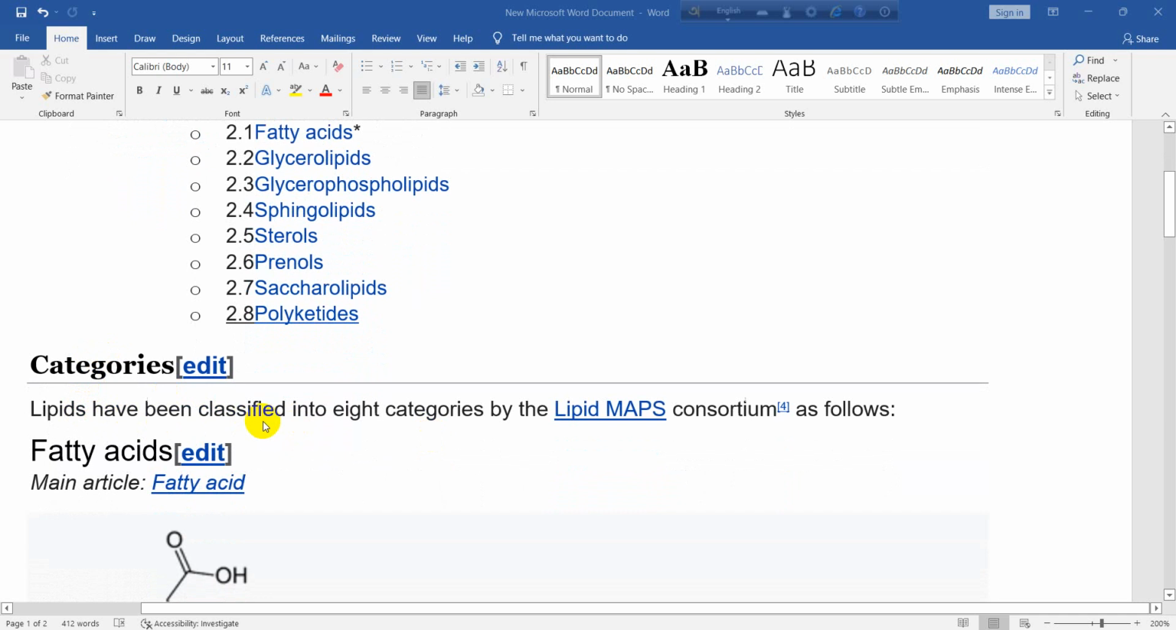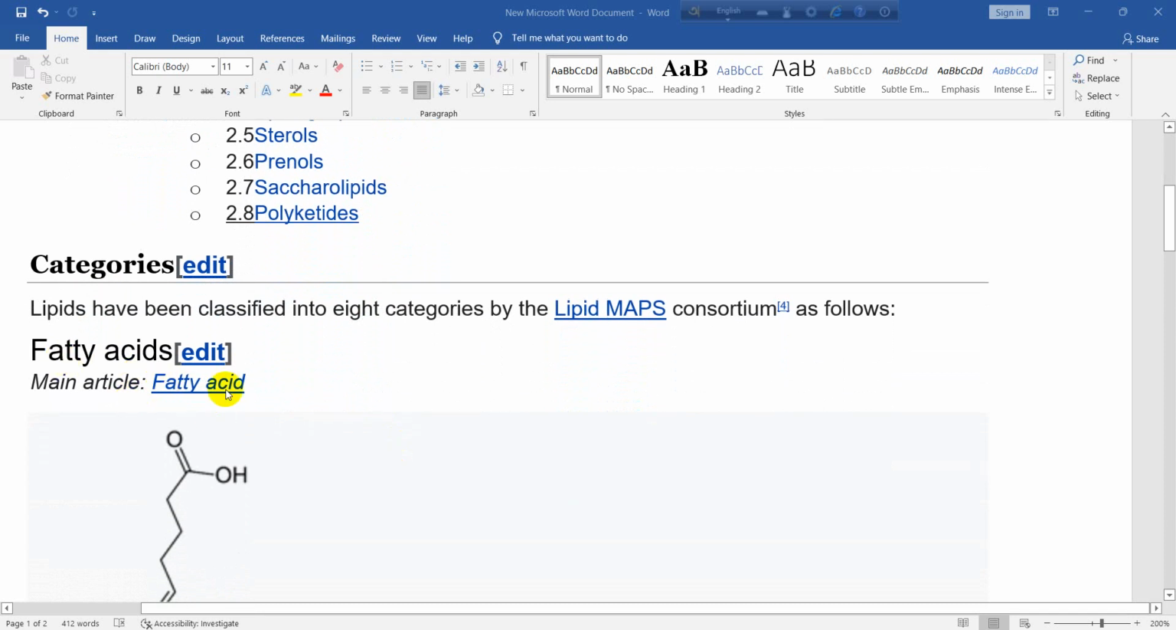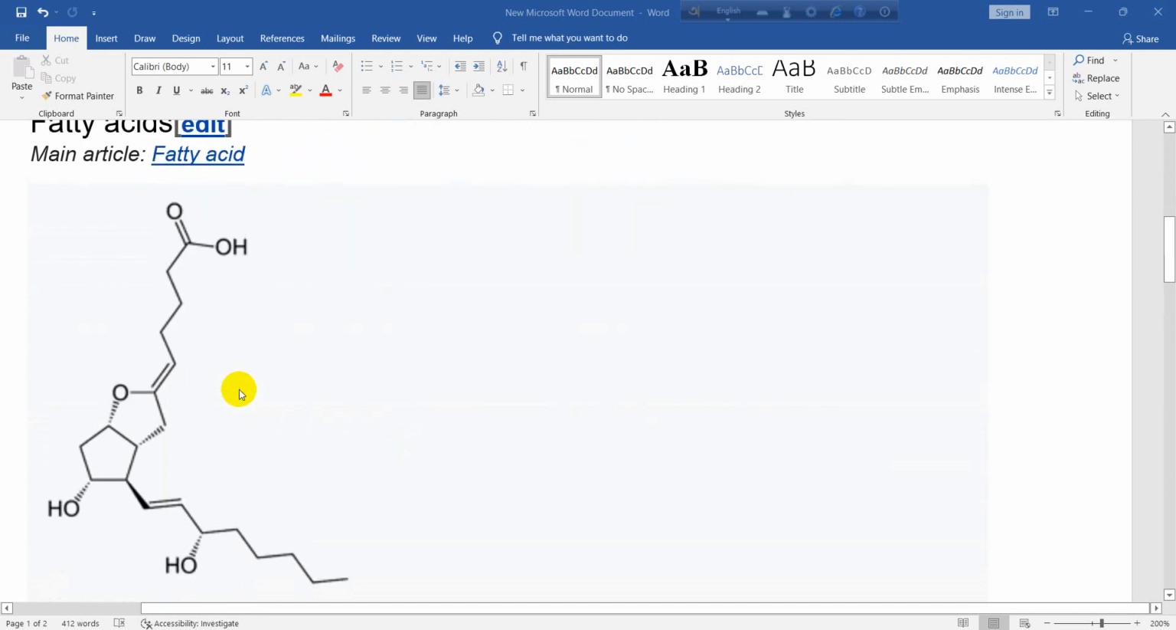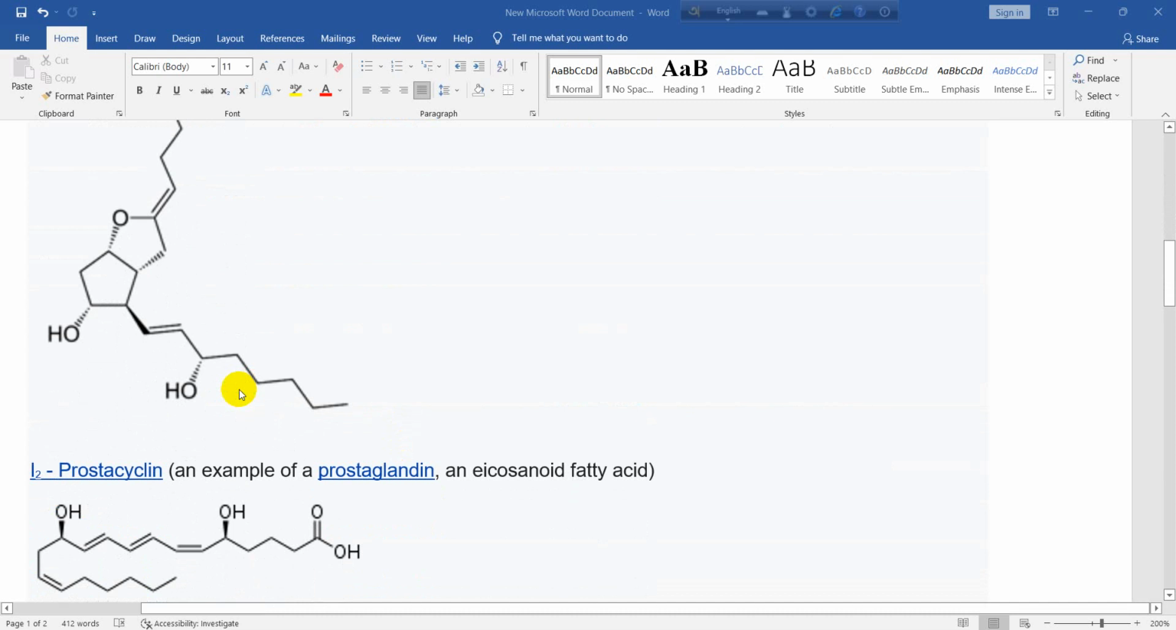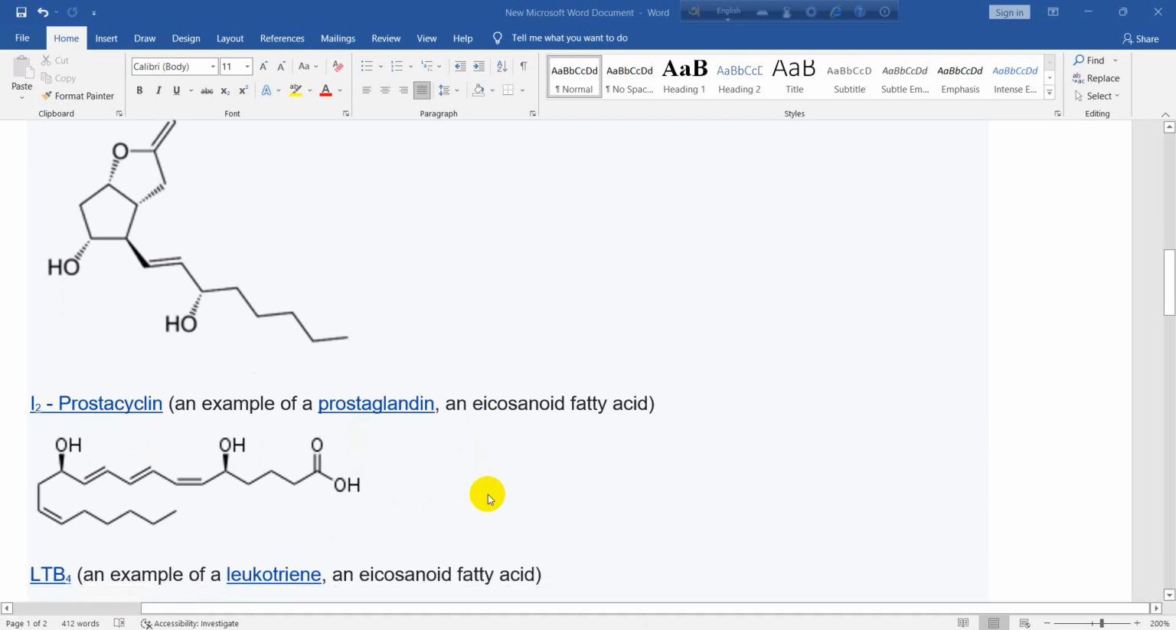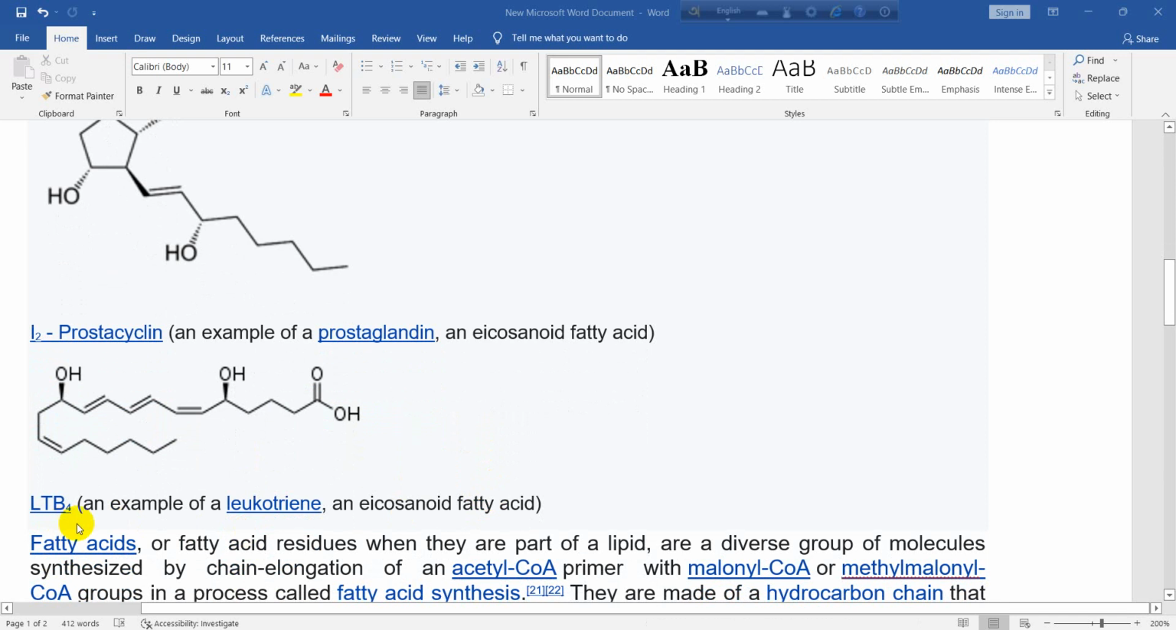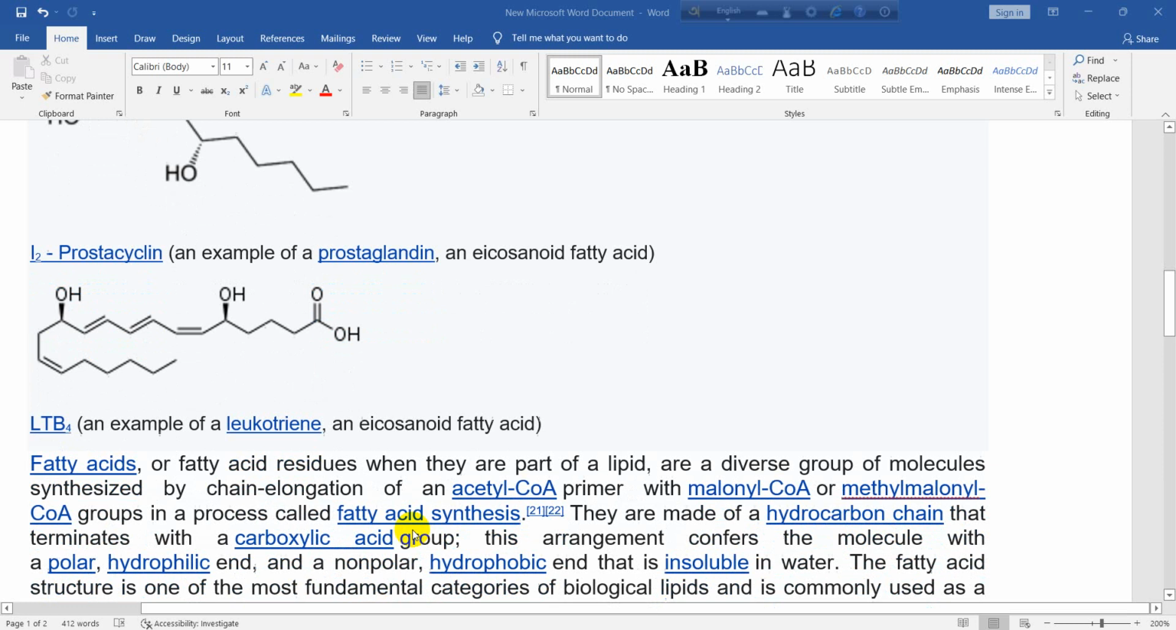Categories. Lipids have been classified into 8 categories by the Lipid Maps Consortium as follows. Fatty acids. Main article, fatty acid. You can see the structure of fatty acid. Prostaglandin, an example of prostaglandin, and eicosanoid fatty acid. LTB4, an example of leukotriene and eicosanoid fatty acid.